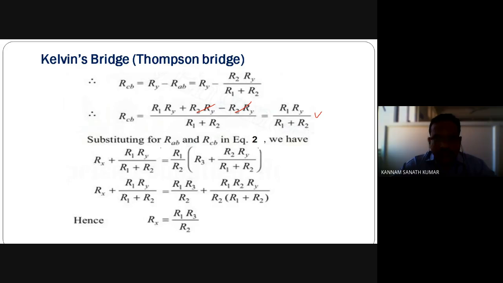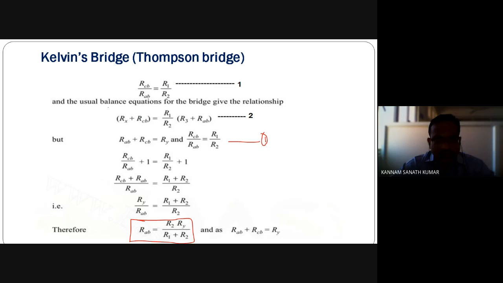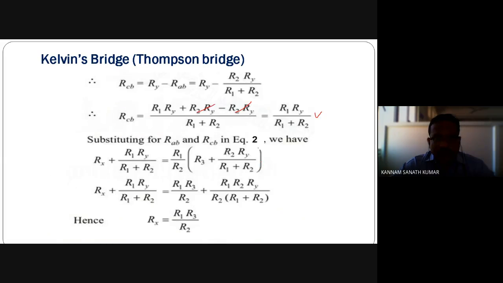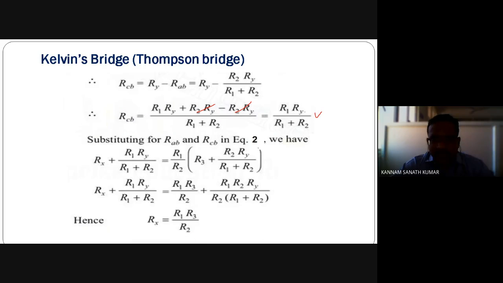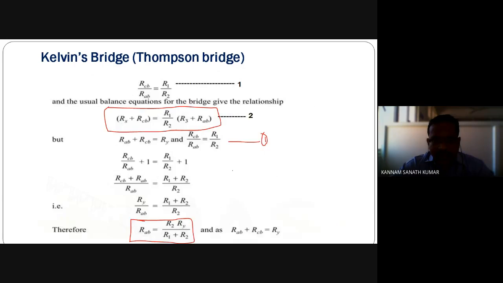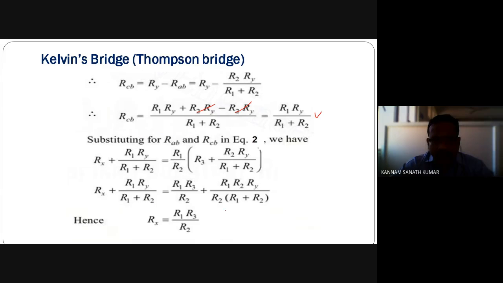Now substitute the values of RAB and RCB in equation 2. What is our equation 2? This equation. Substitute the value of RCB and the value of RAB. So Rx plus R1 Ry by R1 plus R2 equals R1 by R2 into R3 plus RAB. And what is the RAB value? R2 into Ry by R1 plus R2.